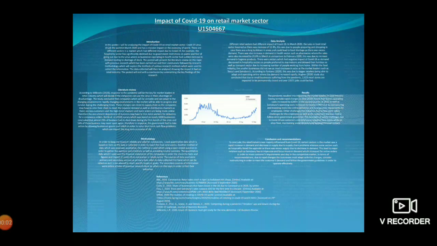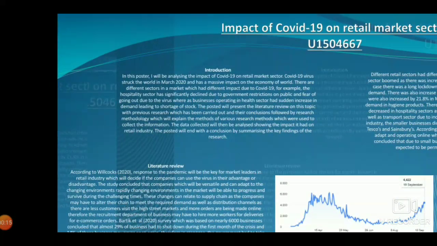Hi, I will be analyzing my poster which I created for my assignment. The title of the poster is Impact of Covid-19 on Retail Market Sector. I will start with the introduction. In this poster, I will be analyzing the impact Covid-19 had on retail market sector.